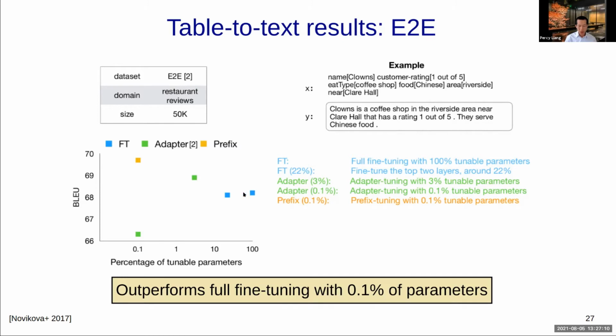If you fine tune the top 2 layers, your accuracy drops a little bit, but it's not too bad. If you do adaptive tuning with 3% of the parameters, you can actually do a bit better, which is somewhat surprising. But if you really are stingy and give it only 0.1% of a budget, then the BLEU score drops. Prefix tuning actually works surprisingly well here. At 0.1% of the tunable parameters, we're actually able to get even better accuracy than full fine tuning, which was surprising to us. We were just hoping to match fine tuning, but here we're getting something even better.